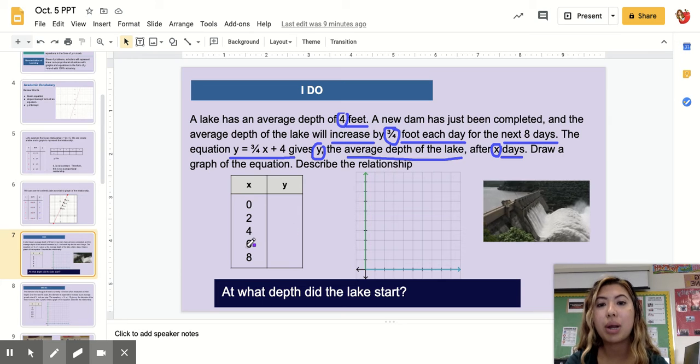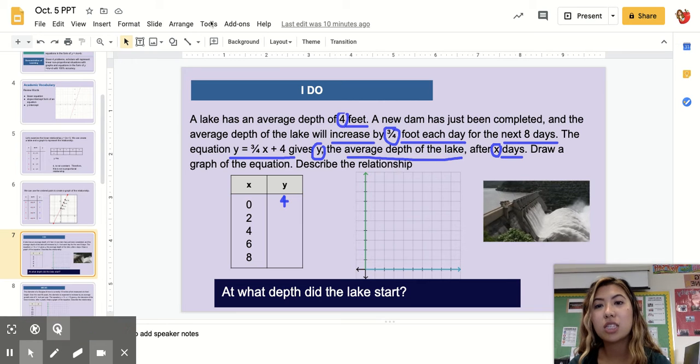So we have a table right here, and I already input the x values of 0, 2, 4, 6, and 8. And I'm going to go ahead and plug in these different x values into our equation to get our y values. So when x is 0, I'm doing 3/4 times 0, which is 0 plus 4, and that gives us 4. When x is 2, I'm doing 3/4 times 2, and then adding 4 to that.